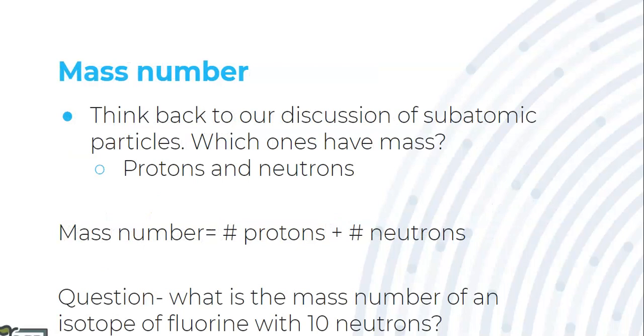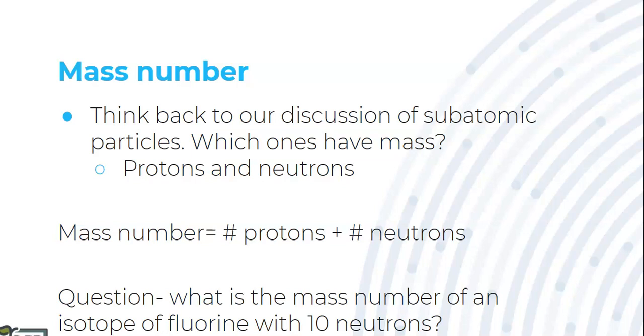Now, we talked about how protons and neutrons have mass, right? So if the number of neutrons can change, then that means the mass of an atom can also change. To describe the mass of a specific atom, we use something called the mass number, and this is the sum of the protons and the neutrons. So if I wanted to know the mass number of an isotope of fluorine with 10 neutrons, I would need to look at my periodic table.